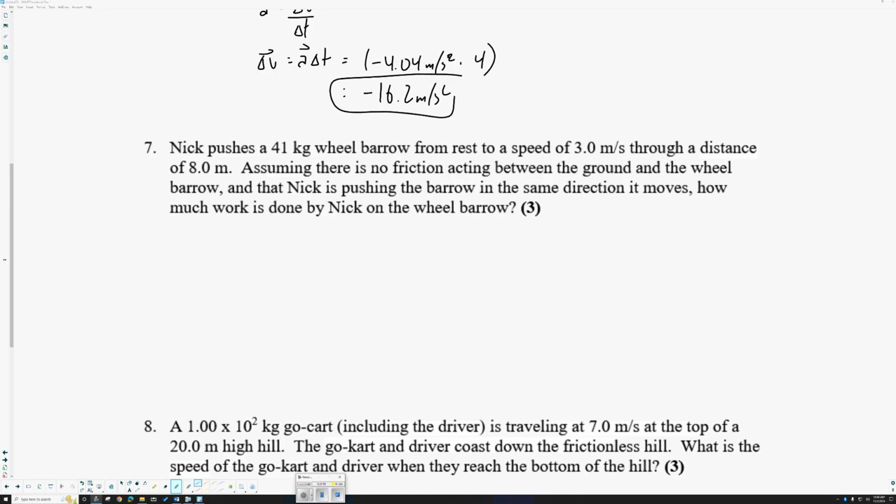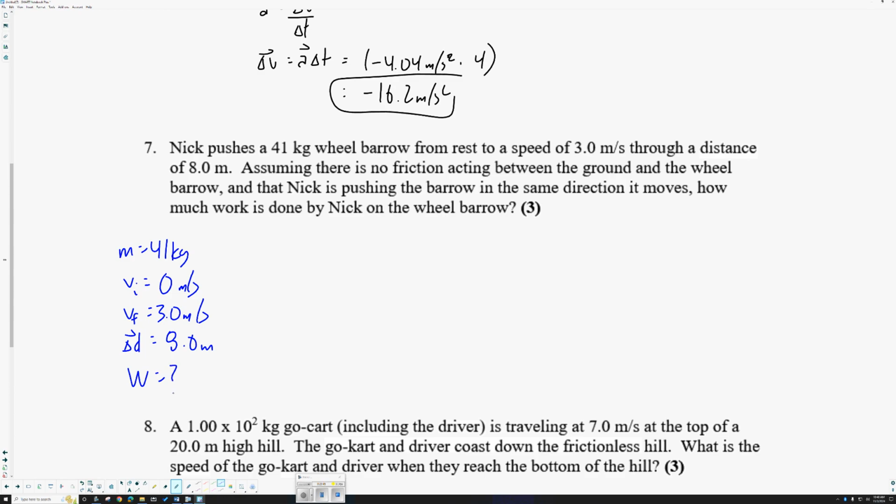Let's write down some givens for this. Let's say the mass of the wheelbarrow is 41 kilograms. The initial speed here is 0 meters per second because it starts at rest. And the final speed would be 3.0 meters per second. We're pushing that through a displacement of 8.0 meters. We're looking for the work done on the wheelbarrow.